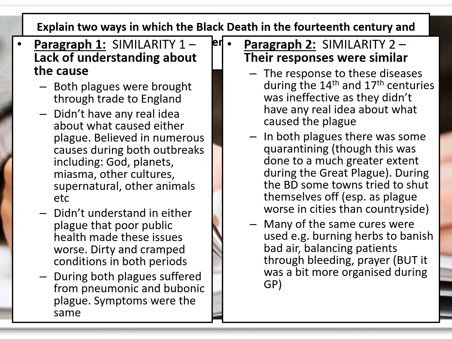Now, once we've done that first paragraph, we need to move on to our second similarity because we need to get the other 4 marks. And again, we need to very clearly state what the similarity is that this paragraph is going to be on. I'm going to argue that their responses were similar. So I'd say something like, a second way in which the Black Death and Great Plague were similar was that their responses to this crisis were very similar.